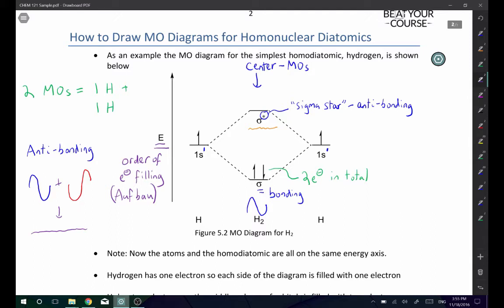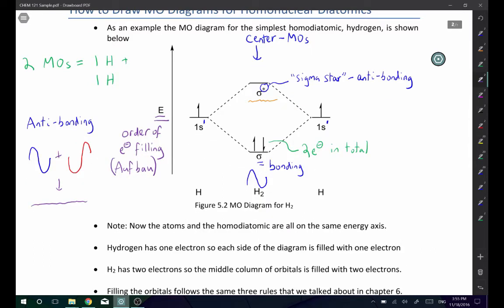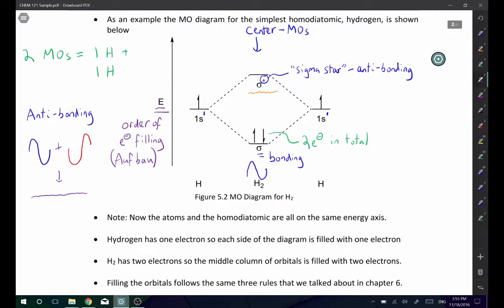So, all the atoms and all the homodiatomic molecules are on the same energy axis. So what we can see is that we have a case where the bonding electrons are lower in energy and the anti-bonding orbitals are higher in energy. Now for hydrogen, it looks like we only have 2 bonding electrons. So a simple question would be, what's the bond order of hydrogen, H2? And I can show that on the right hand side here.